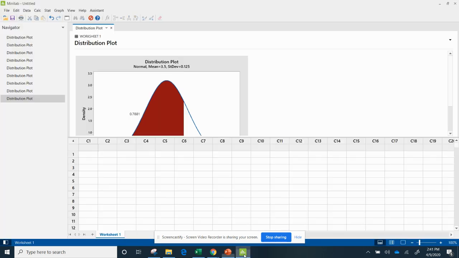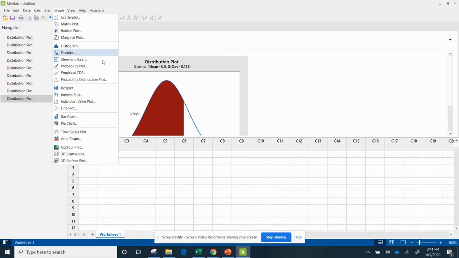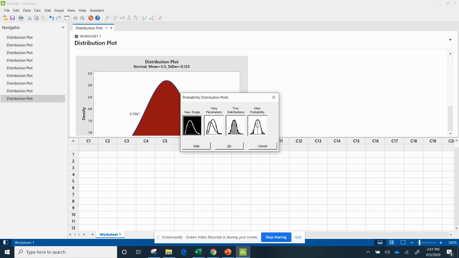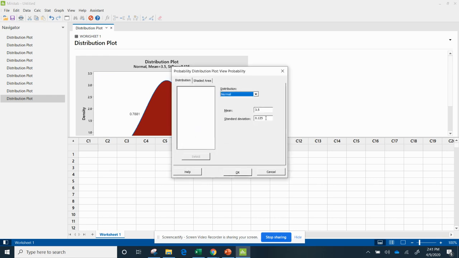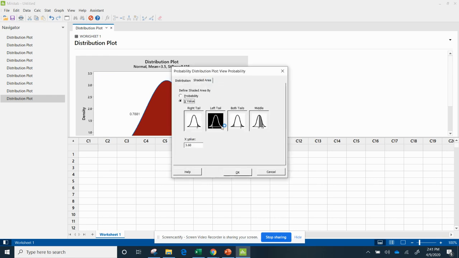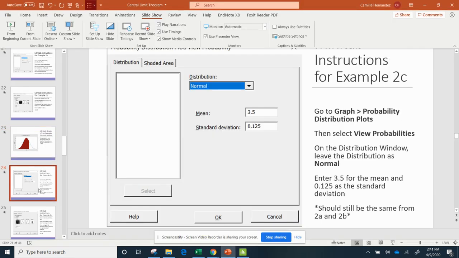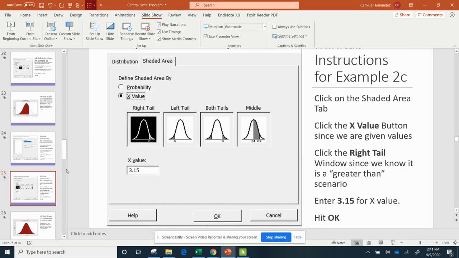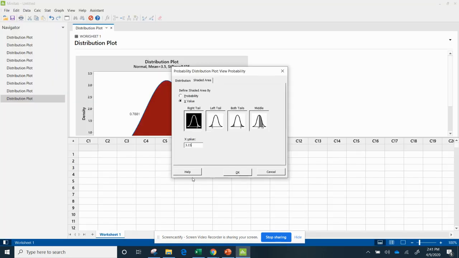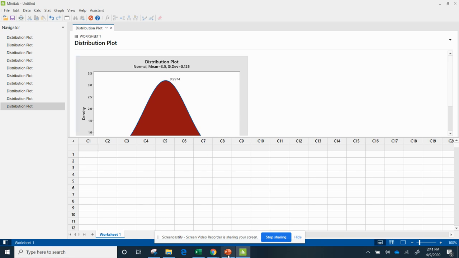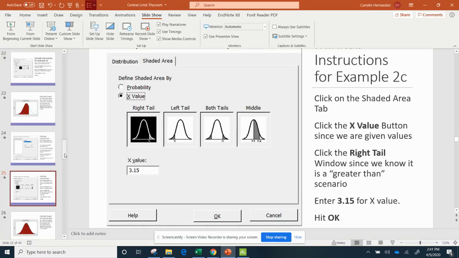All right, that final one I want to look at, go to Graph, Probability Distribution Plot, go here, hit OK, and then I'm going to go here to the shaded area. So now I want to do more than 3. Let's see, what did I do? Let me make sure before I do this. All right, so this one I wanted to know, oh, I'm sorry. So it's 3.15, okay? 3.15, I hit OK. All right, I get my answer. Let's go see what I did.